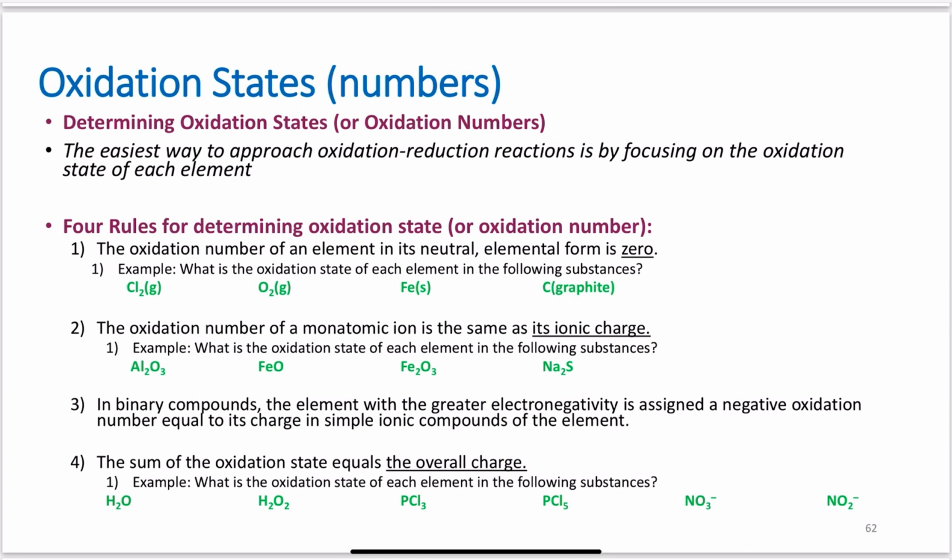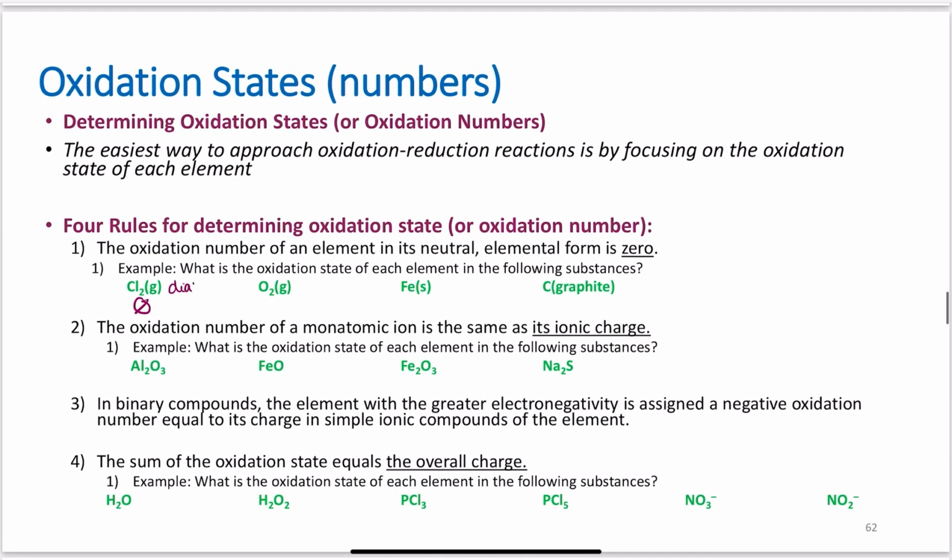So how do we figure out the oxidation numbers? Well, we have a set of rules that we use to determine the oxidation number of a specific species. The easiest way to approach oxidation reduction reactions is by focusing on the oxidation state of each element. Rule number 1: the oxidation number of an element in its neutral elemental form is 0. So its most neutral form of the element, if it's sitting there, it is a 0. Cl2, its oxidation number is 0. Why is it Cl2? It's a diatomic. Its most stable state is Cl2, so its oxidation state is 0.